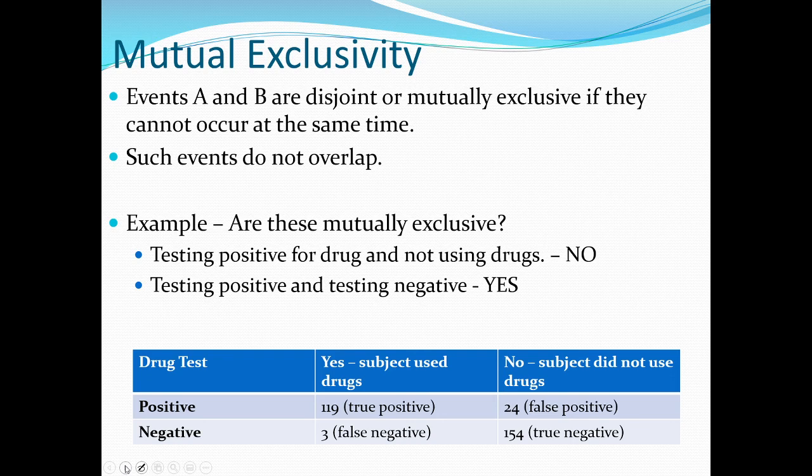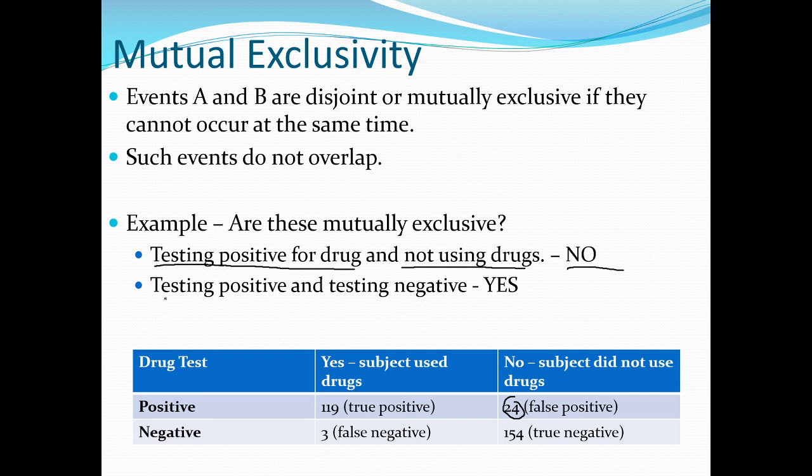Now, we talked a little bit about mutual exclusivity in the beginning here. So A and B are mutually exclusive, or sometimes called disjoint, same thing, if they cannot occur at the same time. So for example, testing positive and not using drugs are not mutually exclusive. You can test positive and have not used drugs. These people did it right here. These people tested positive and did not use drugs. So these events are not mutually exclusive.